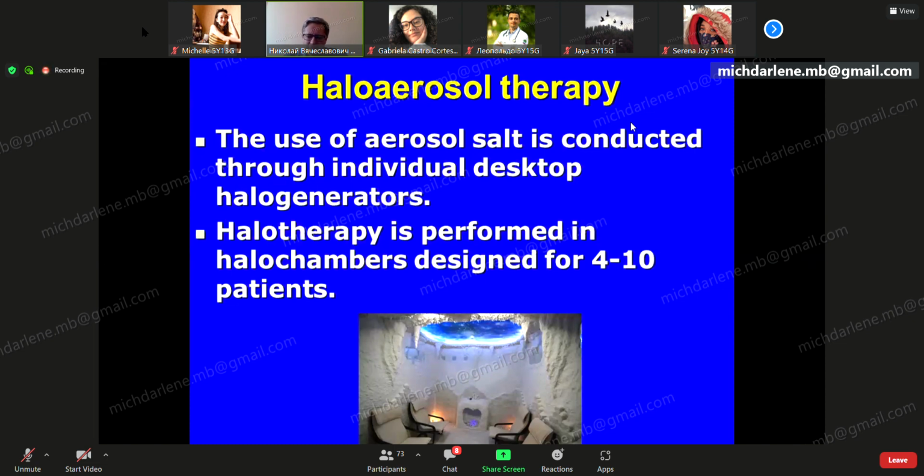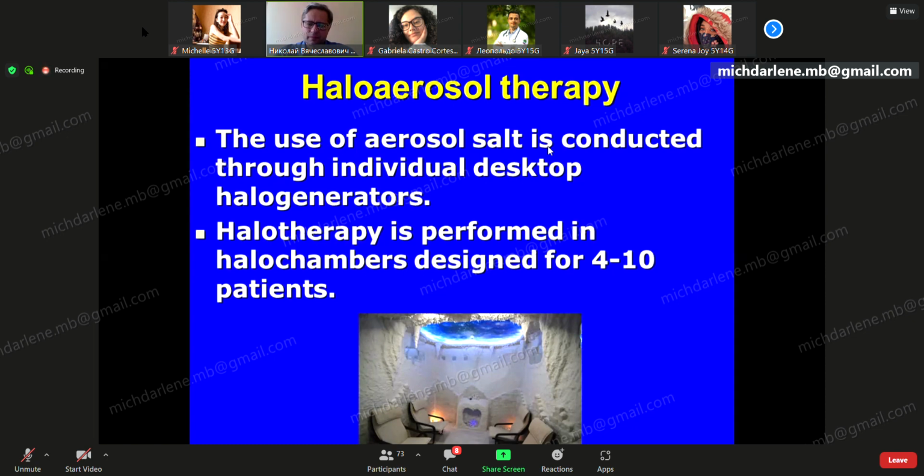Here you can see the hollow aerosol therapy chamber. It is an artificial imitation of microclimate or environmental factors, imitation of the climate of mountain caves with a high concentration of some salt. This high salt concentration is conducted through individual desktop halogenerators. This salt contains halogens such as chloride and iodine.